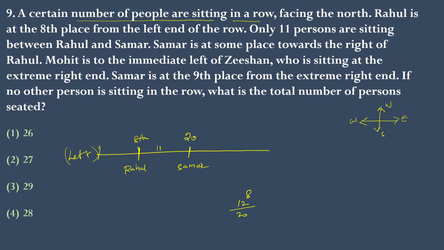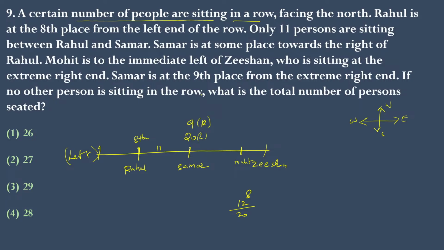Okay, Mohit is to the immediate left of Jason, who is sitting at the extreme right hand. Here Jason is there. Immediate left of Jason is Mohit. And Samar is ninth place from the right end, the extreme right hand. So this is the left place, and from the right place Samar is ninth. So what is the question?